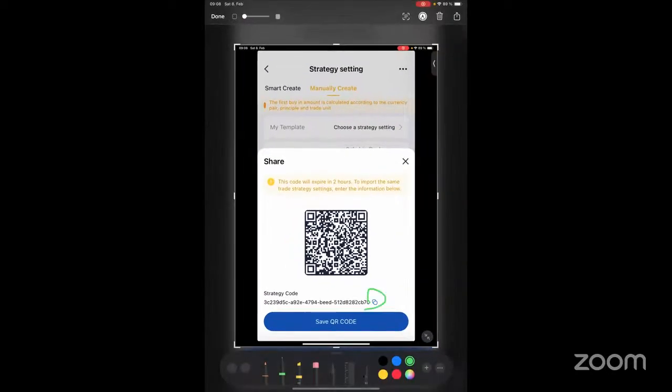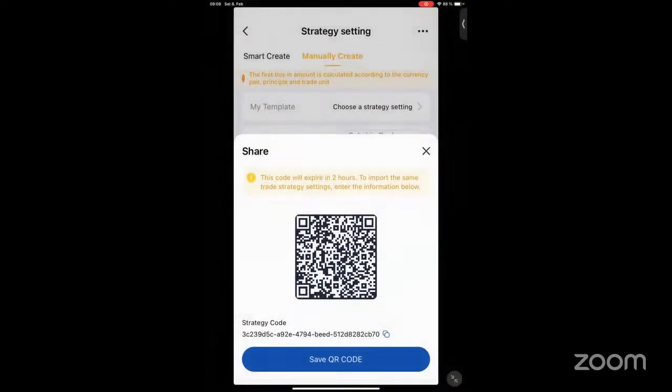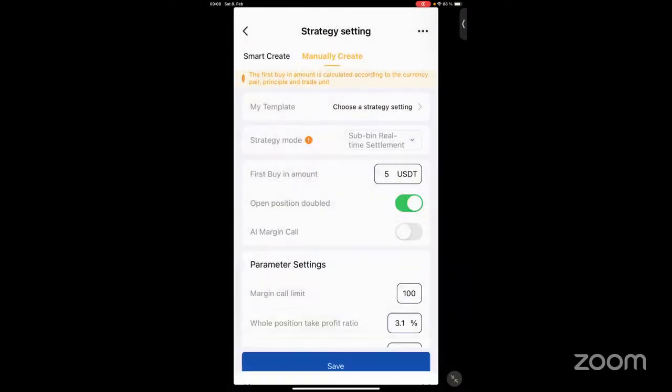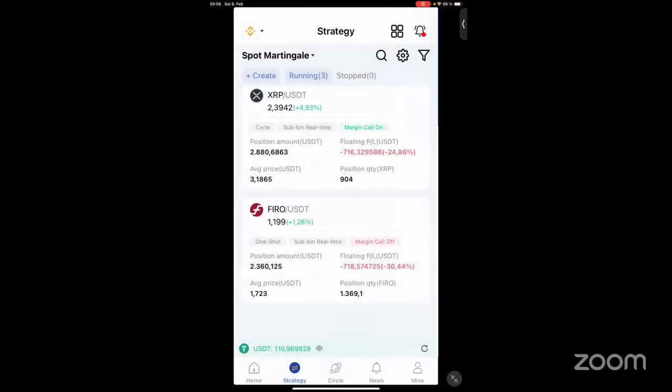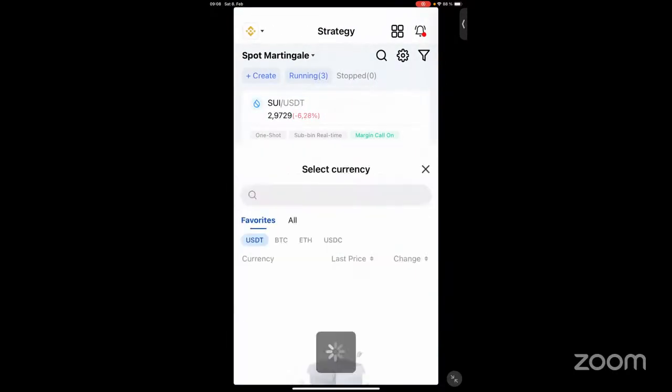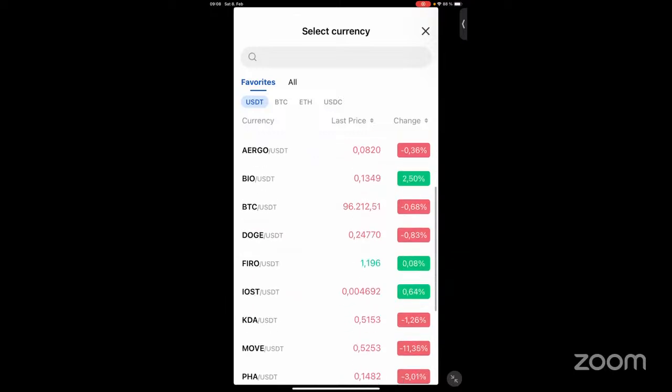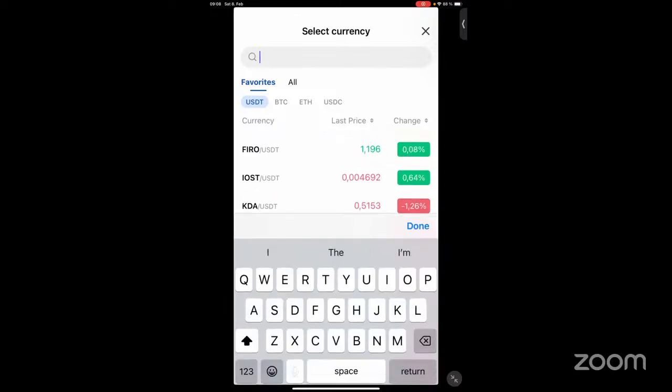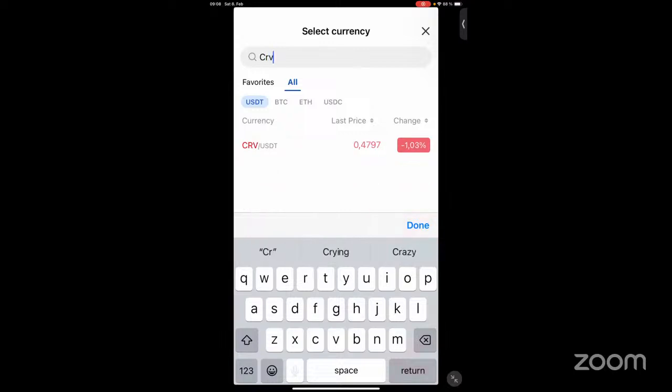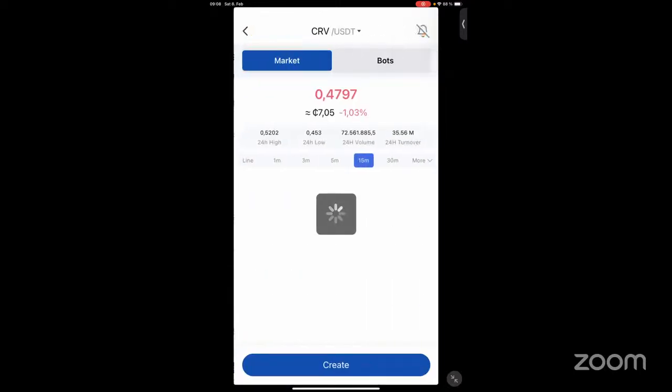Then I copy this code, or I can take a screenshot of the QR code and send it to the person, okay? So once I copy the strategy code, I'll be able to install it in another coin, like the CRV that I wanted us to trade. We are not trading it, I'm just illustrating, okay?